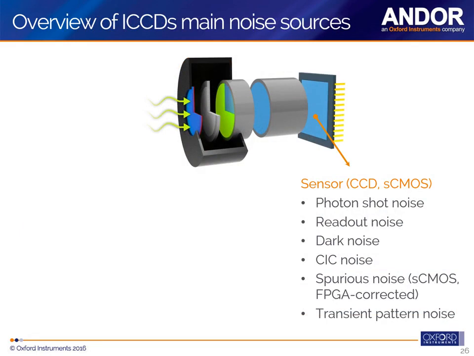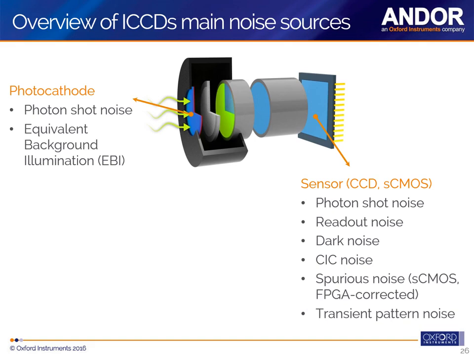So when it comes to ICCDs as a whole, we've talked about the different contributions of noise from the sensors: the photon shot noise, the read noise, the dark noise, CIC, and so on. Some transient pattern noise can be seen as well in some technologies. This can be corrected through FPGAs or tackled in separate ways. At the photocathode, there are a couple of noises to consider: photon shot noise from the photon signal from the experiment, as well as another source of noise called equivalent background illumination, or EBI. I will come back to that noise in the next slide.